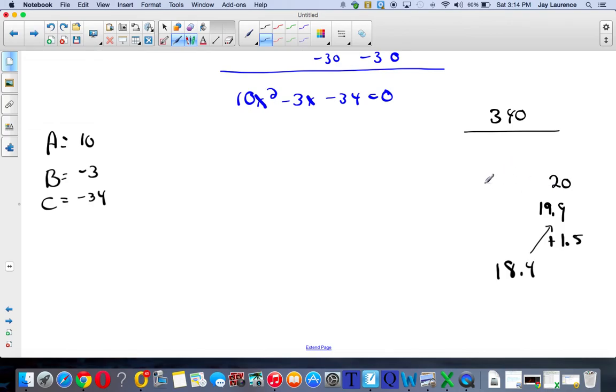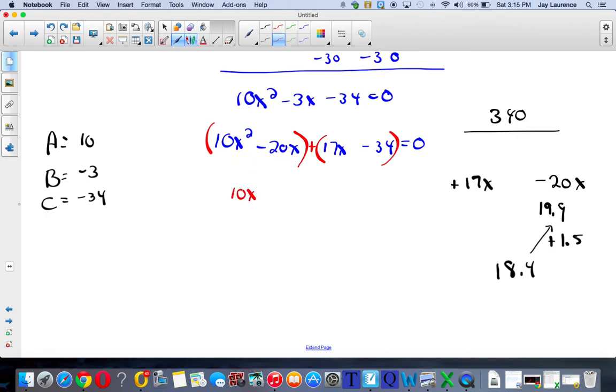340 divided by 20 should be 17. And so there'll be a 17x and a 20x. I need it negative, the 20 is negative, and the 17 is positive. So I've got 10x squared minus 34 equals 0. And I think I want the 17x to go with 34, so I want the minus 20x to go there. And I like the way this one looks. All the numbers look friendly. I need a plus in between those. I'm going to factor out a 10x here and be left with an x minus 2. And I'm going to factor out a 17 here and be left with an x minus 2.